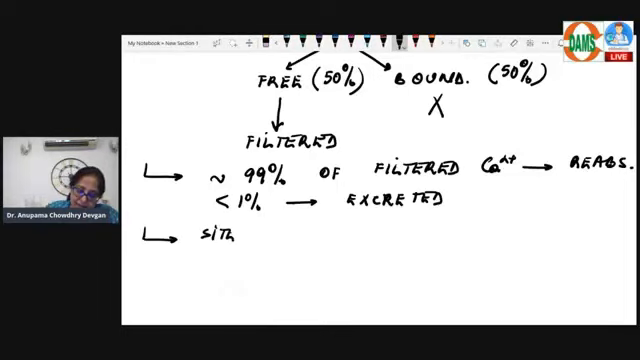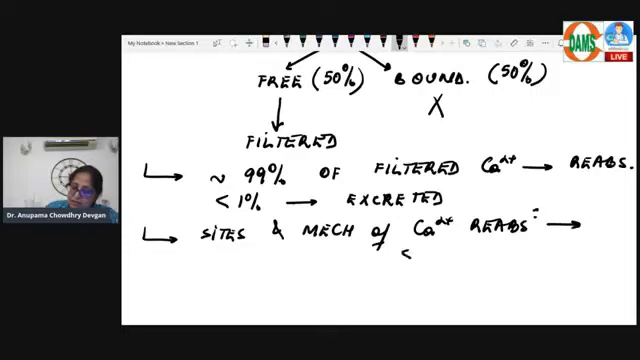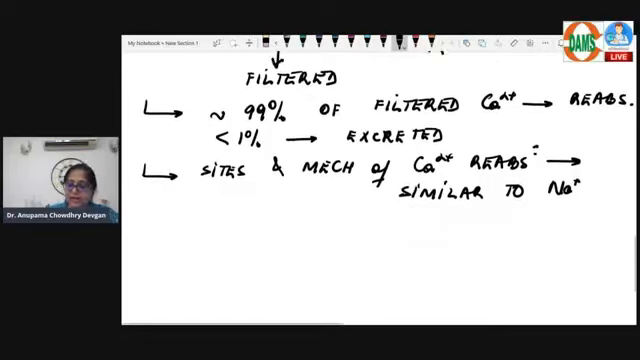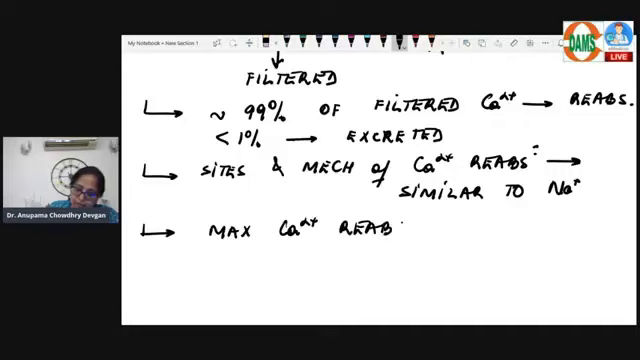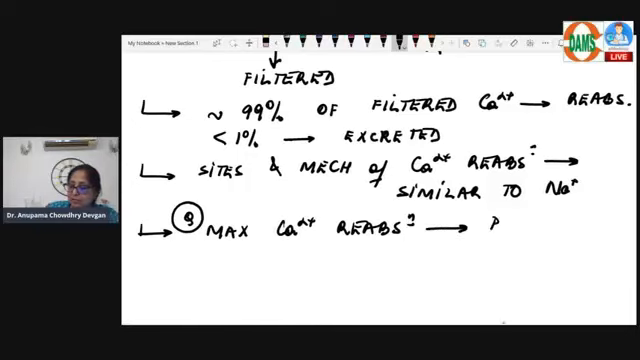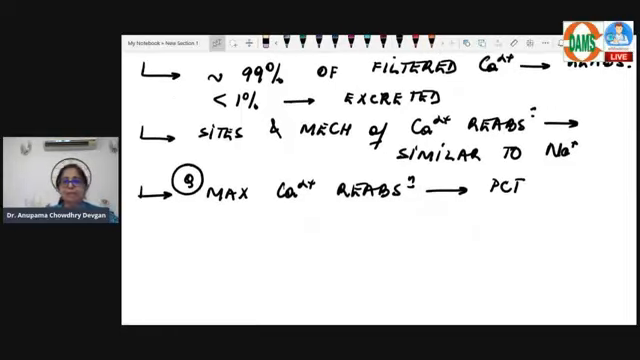The sites and mechanism of calcium reabsorption is similar to sodium. So that means if I ask you a question, maximum calcium reabsorption, this will be in the PCT. 60% of the filtered calcium will be reabsorbed in the PCT. Sites and mechanism of calcium reabsorption are absolutely similar to sodium. Maximum calcium reabsorption will be in the PCT.